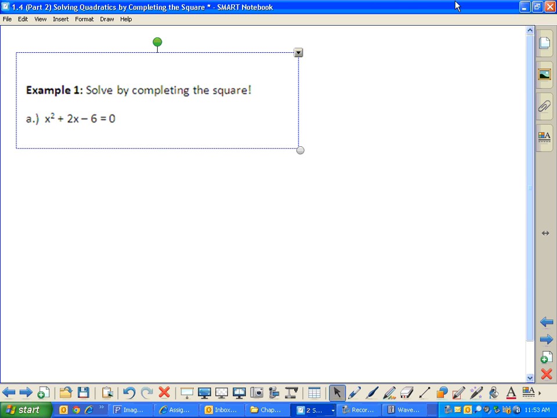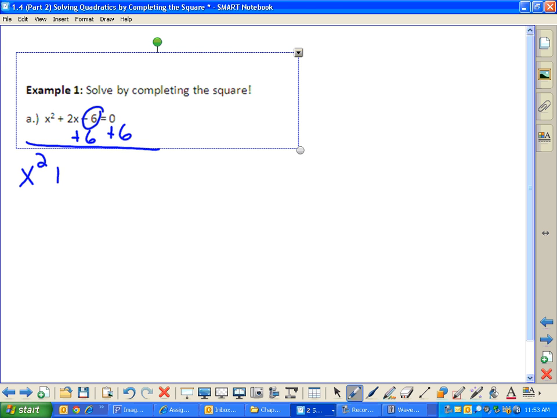First of all, you got to decide, well, when am I going to use it? If I look at that problem, it is not factorable. There are no factors of -6 that could possibly give me 2 in between, so I'm kind of stuck. I have to go to another method. So step 1 in completing the square is to move the constant to the other side. To do so, we're going to add 6 to both sides.